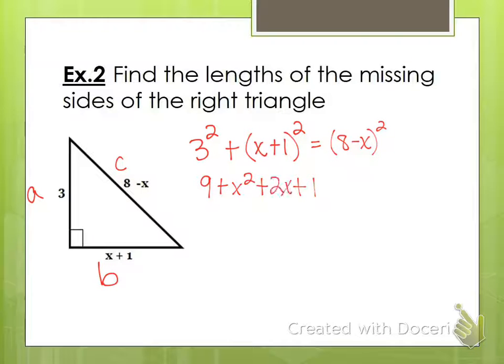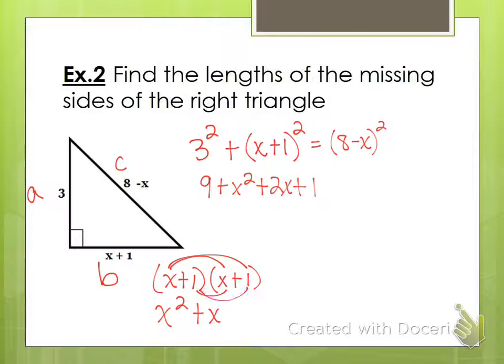Plus a 2x. Okay, if you're not sure where that came from, remember that we have to double distribute. So we distribute the x, and then we distribute the 1. We combine the like terms in the middle. That's how we got x squared plus 2x plus 1. Questions about the double distribute reminder?